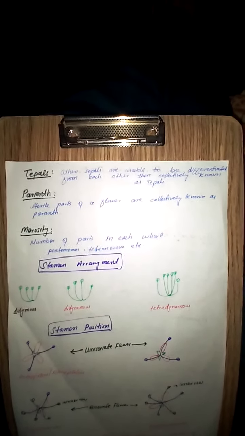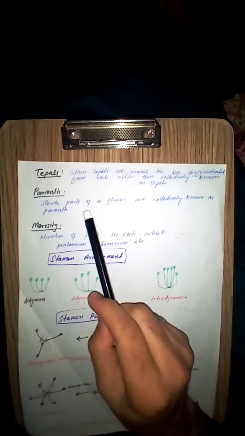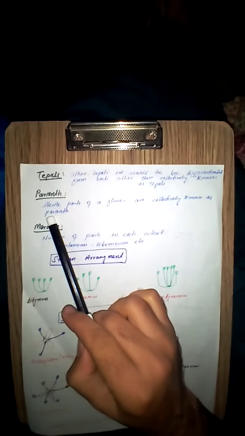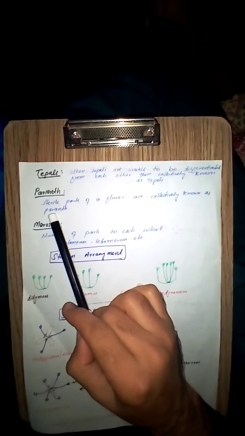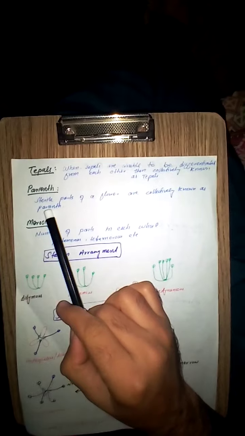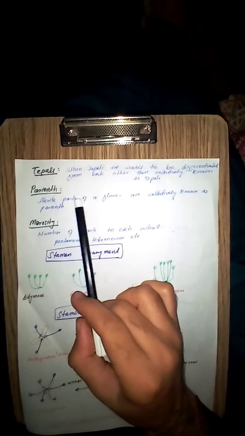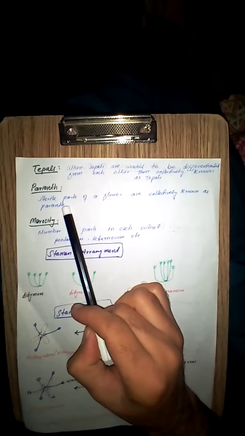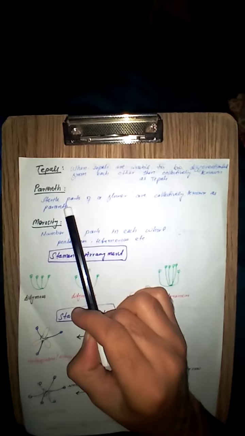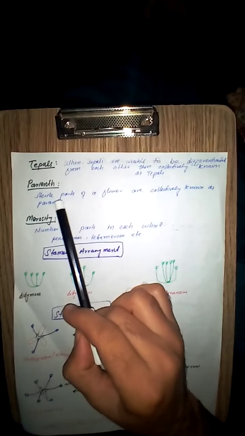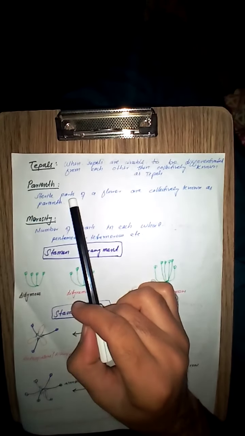The other term is perianth. Sterile parts of a flower are collectively known as perianth. Sepals, petals, hypanthium, or receptacle are known as perianth because they are sterile parts. They don't take part in fertilization, while they facilitate the process of pollination. These non-reproductive organs facilitate pollination.